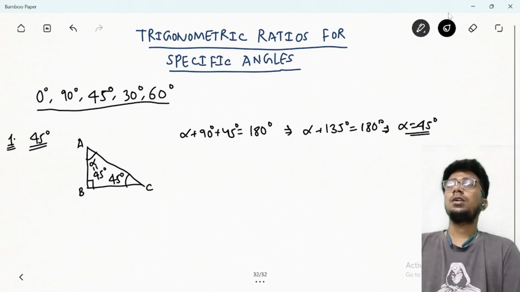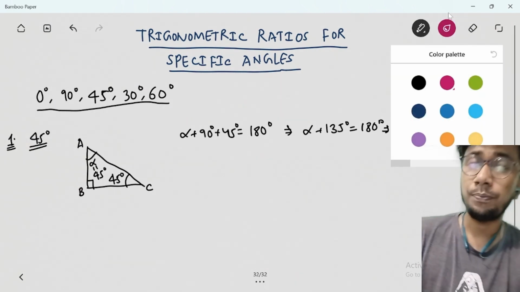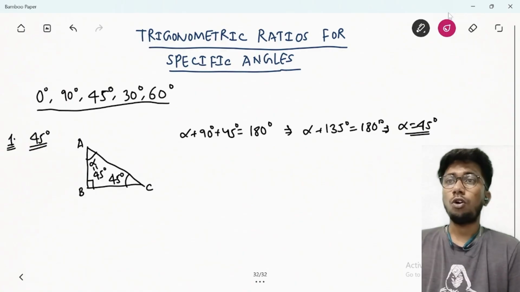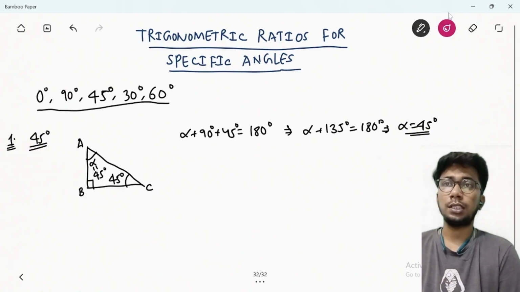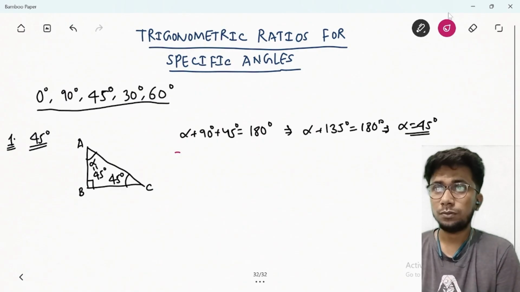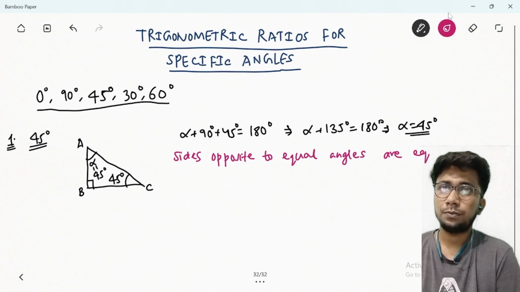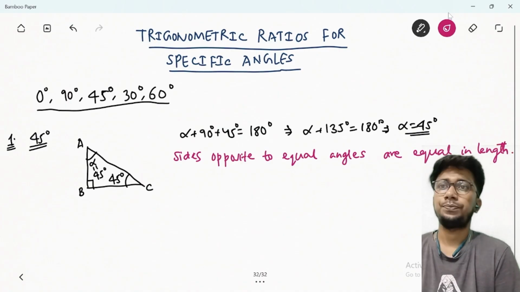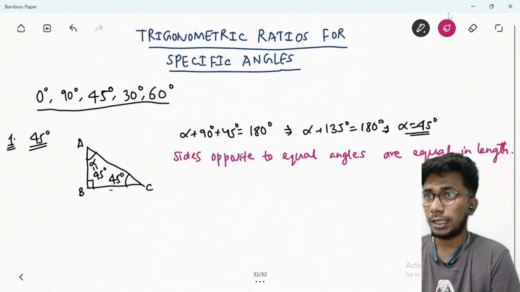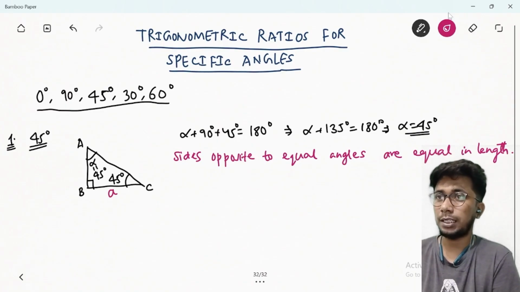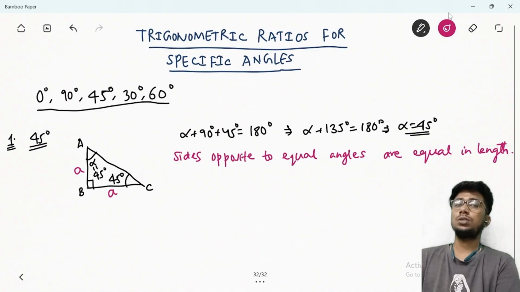So this alpha is also 45 degrees. Now in geometry, we have studied that sides opposite to equal angles are equal in length. That means if this particular side is A, that is opposite to this 45 degrees, then this side AB will also be A. इन दोनों की वैल्यूज सेम होने वाली है. फाइन.